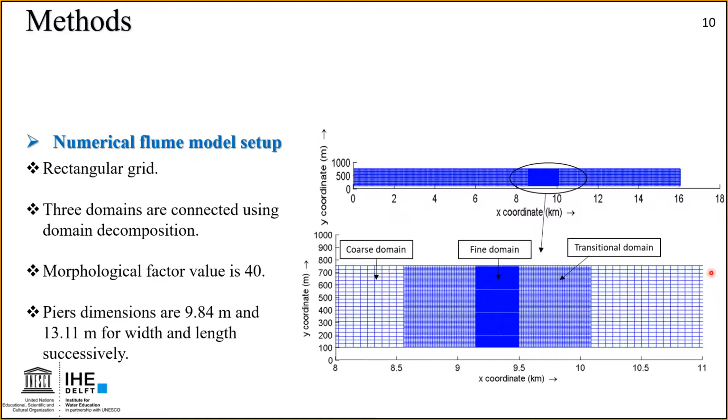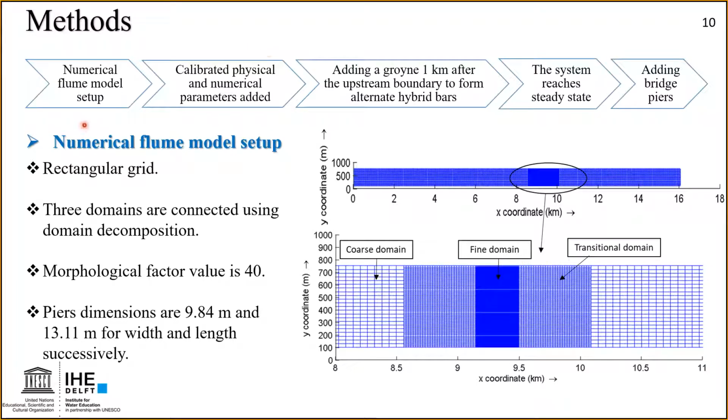Okay, how is it going? First, we set up our numerical flow model, then calibrated physical and numerical parameters, and then we added a groin 1 kilometer after the upstream boundary to form the alternate hybrid bar, to make our river more realistic to the real river. And after the system reaches the steady state, we added bridge piers.